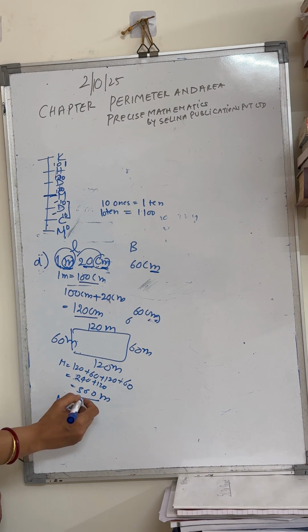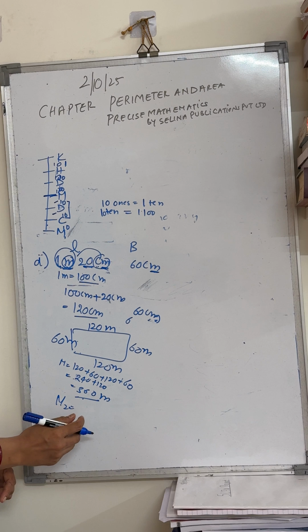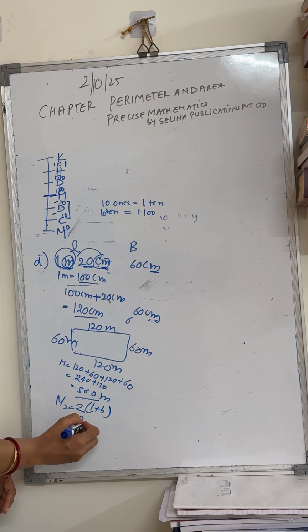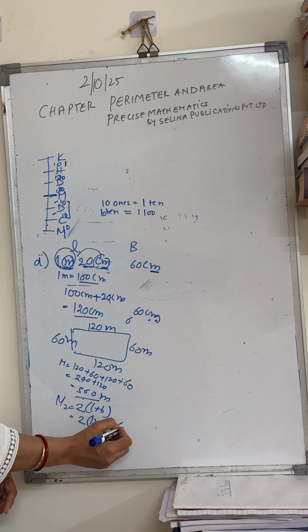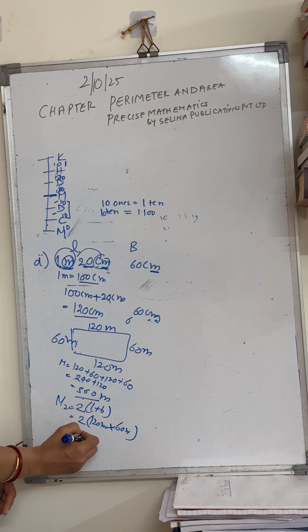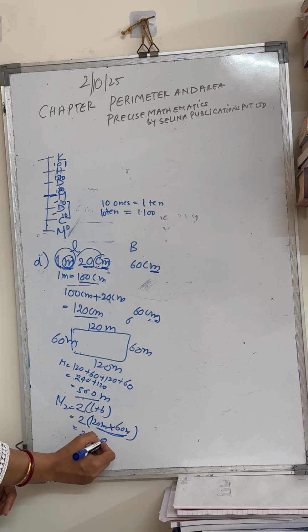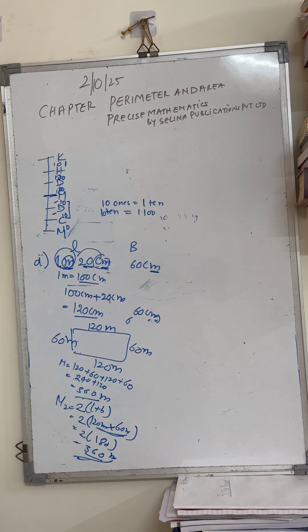Now method 2 would be: what is the formula for the perimeter of a rectangle? 2, yes, bracket length plus breadth. Now see, 2, what is the length given? 120 plus 60 in brackets. You have to solve this first. Don't touch the 2 first. You solve this first, then you multiply it by 2. So this becomes 180 and now you multiply, it becomes 360 centimeter. And that is the answer.